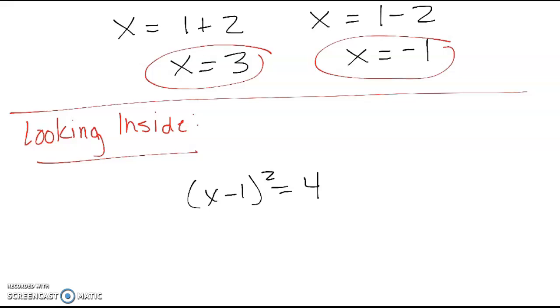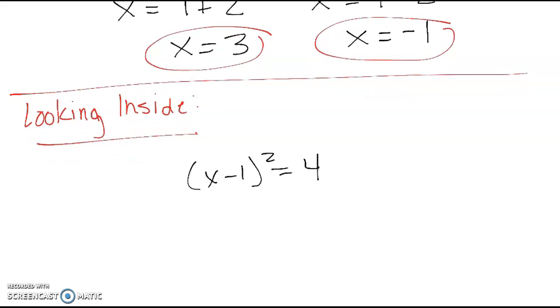Now this time I'm trying to look into my problem, almost like a guess and check. So I'm thinking to myself, something squared is going to give me 4, and I want to know what that is. Whatever's inside of this, when I square it, it has to equal 4. So I want to think about what numbers, when I square them, give me 4.